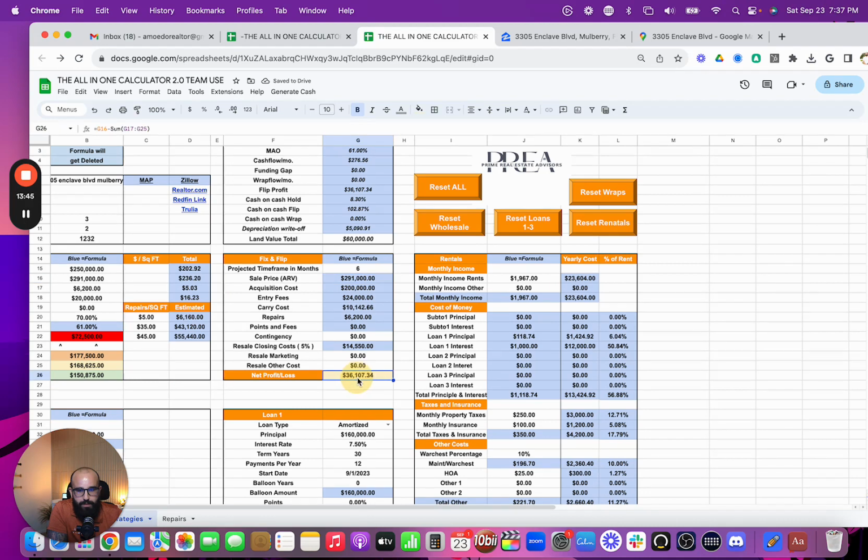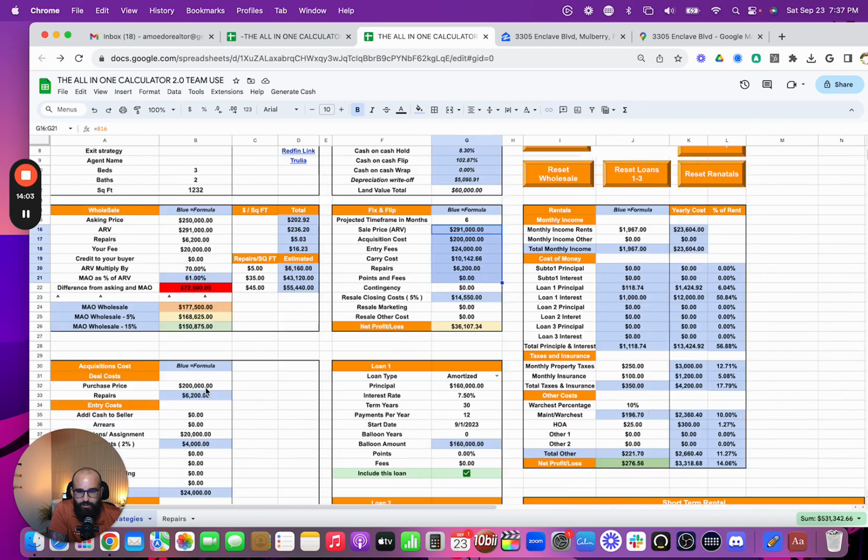Not all of them, but my nets did get lower. So that is taking everything into account. You guys can go one by one. You'll see the ARV, the acquisition cost, the entry fee, the carry cost, repairs, points, and fees. Now, you do realize that most of these are blue, so they're just grabbing that information from some of the stuff that we put here at the beginning. So don't come and edit these unless you have to, and if you do, just know that you are going to mess up the formula, okay?